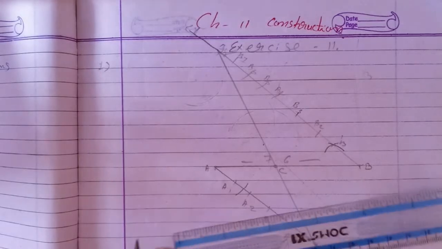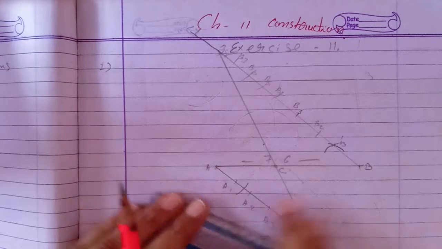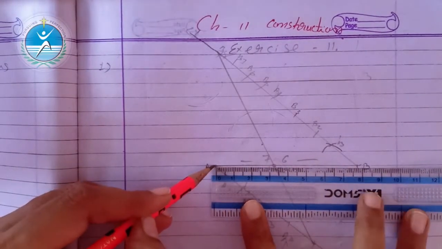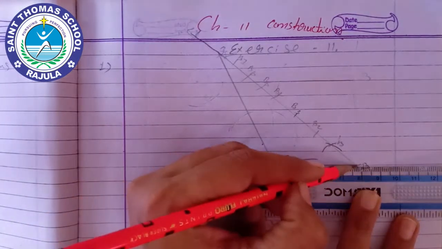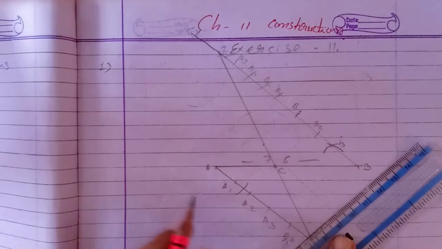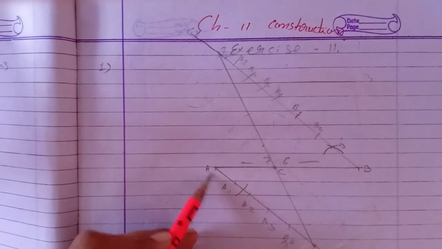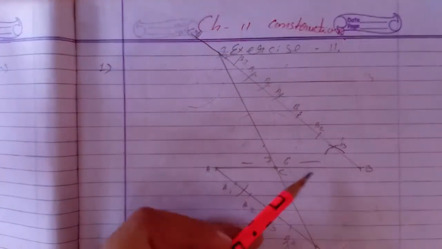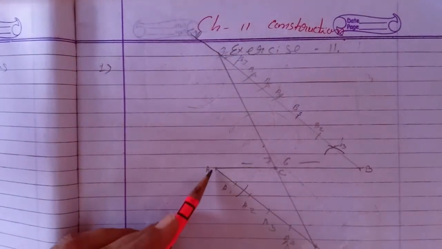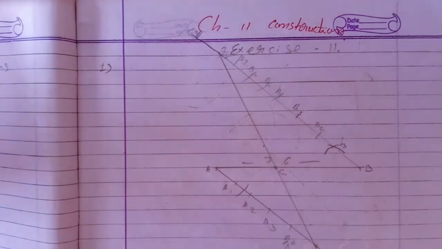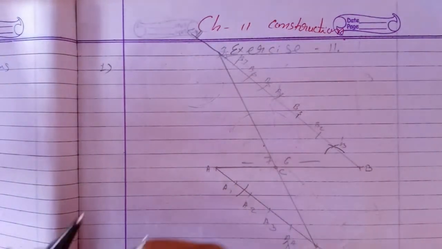First of all, we have to draw 7.6 centimeter AB. For this, we have to draw 7.6 centimeter with the help of a scale. Now we have to draw two acute angles, AX and BY. These both are acute angles. Now take an arbitrary radius, which means 1 centimeter radius, and draw an arc with the help of a protractor.